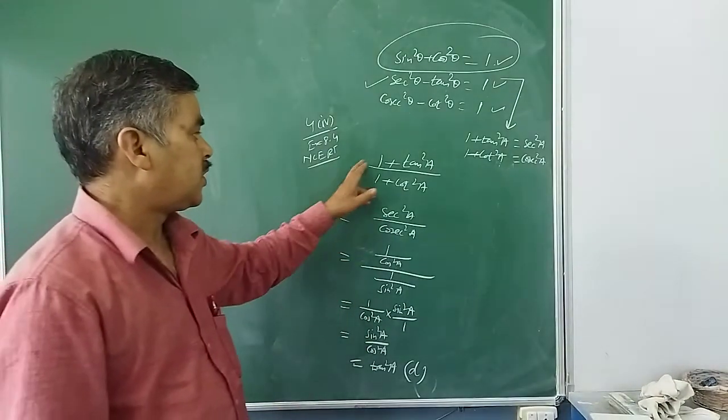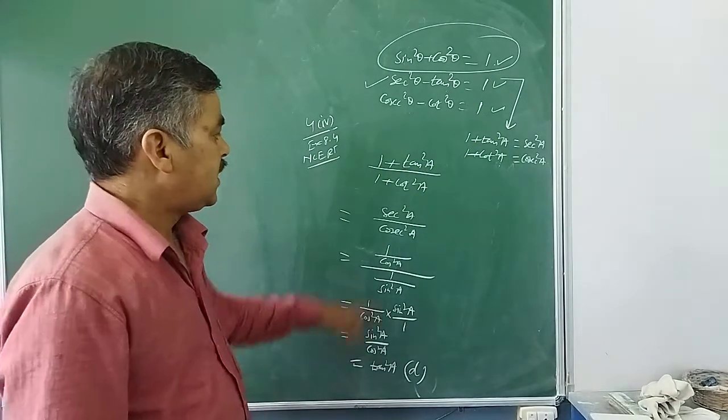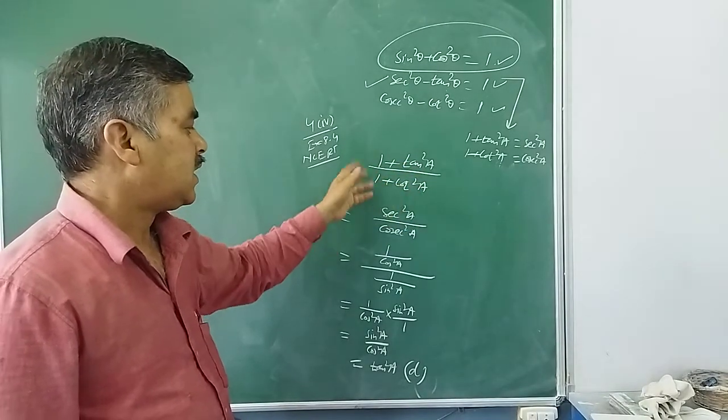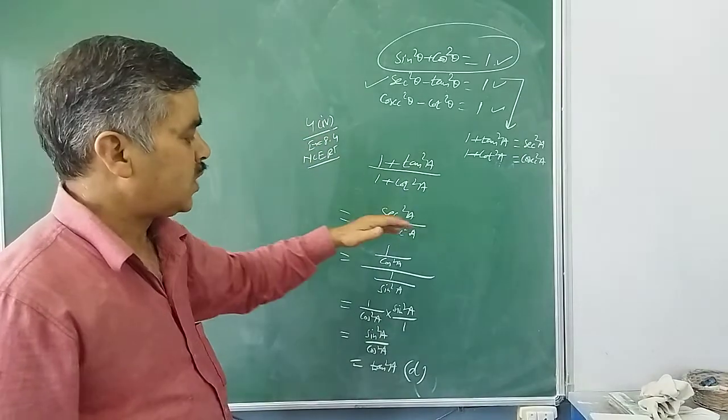Suppose you don't remember this identity, then again you go back to sin upon cos and cos upon sin, take the LCM and do the calculations.